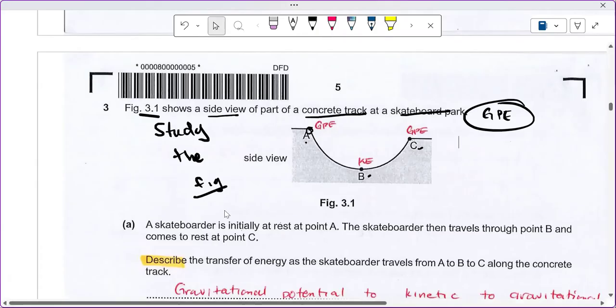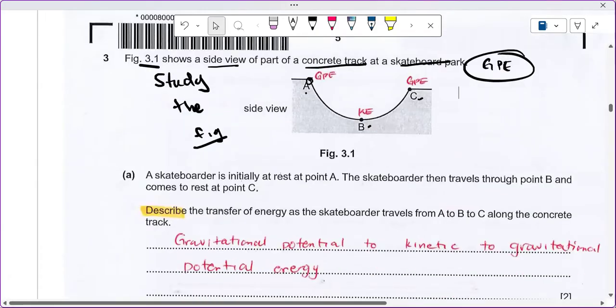Now, here we are told the skateboarder is initially at rest at point A, which means at this point she is not moving. The skateboarder then travels through point B and comes to rest again at point C. So you are told exactly what's happening. Then they tell you to describe the transfer of energy, which means how the energy is being transferred as the skateboarder travels from A, B, C along the concrete track.